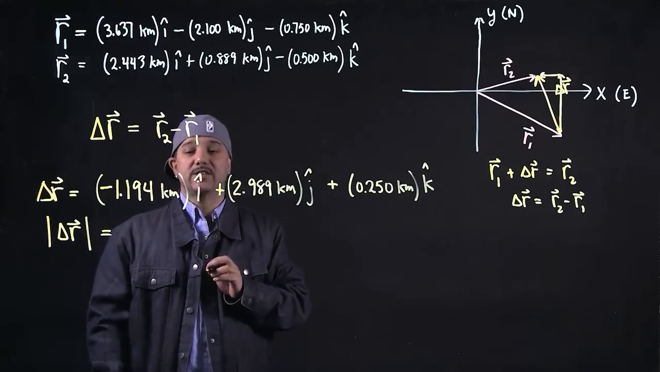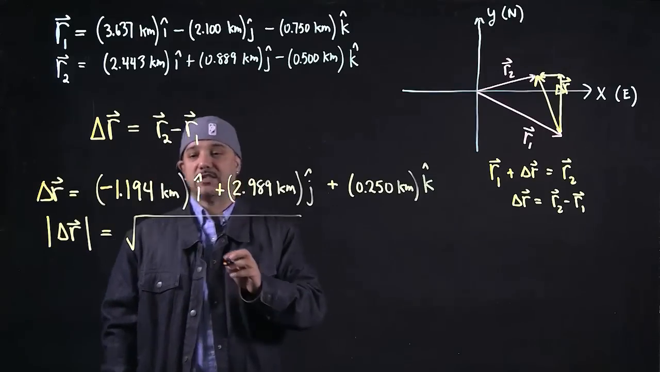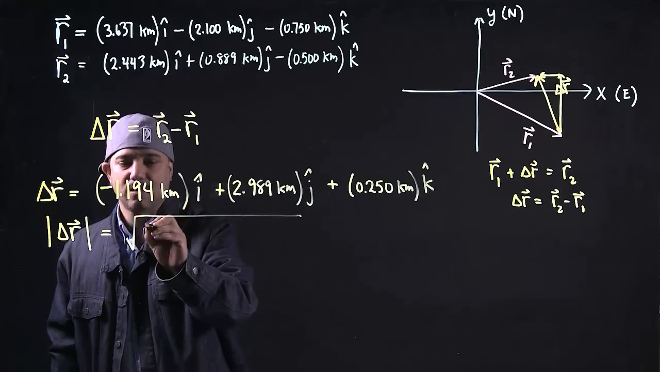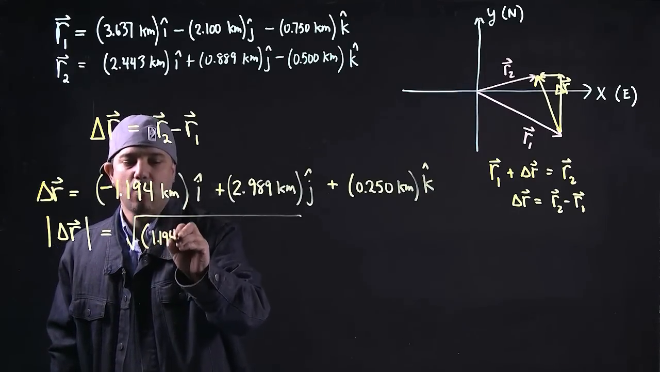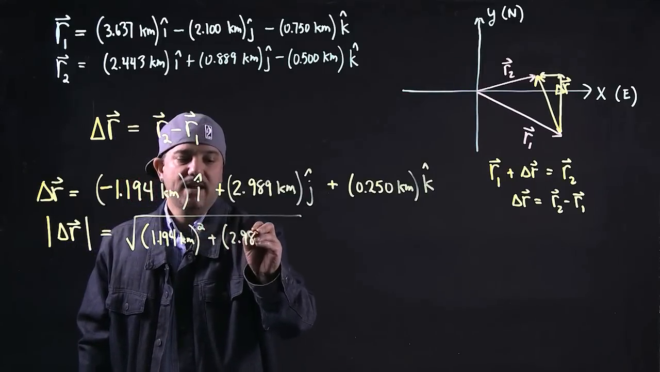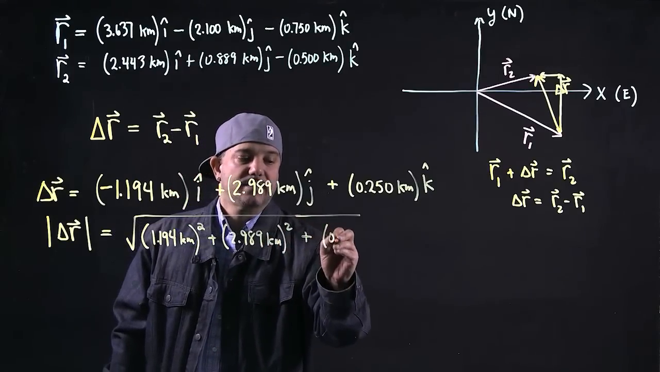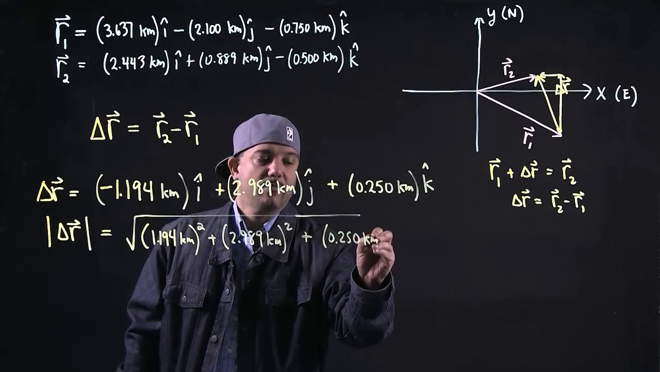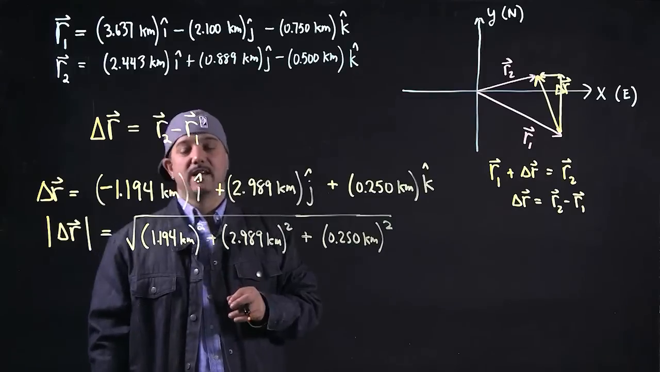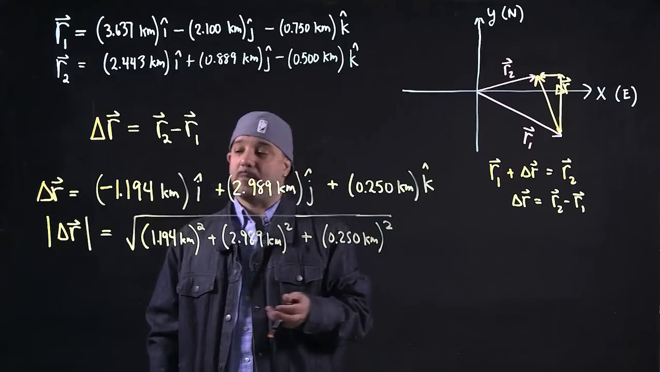All right, and magnitudes, all we want to do is use the Pythagorean theorem in 3 dimensions. Since we're going to square quantities, we don't have to worry about the signs. We can just do 1.194 kilometers squared plus 2.989 kilometers squared plus 0.250 kilometers squared, and then we do the square root. So we're just doing the Pythagorean theorem. You're taking the individual vector components, you're squaring them, you're adding them up, and then you're doing the square root.